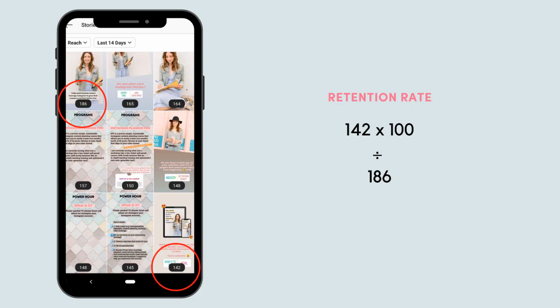So now you have those two numbers. This is the calculation. You want to multiply the reach number of your last Instagram story slide by 100 and then divide that number by the reach number of your first Instagram story slide. And that will give you a percentage. And the more frequently you check your retention rate of your Instagram stories, the more familiar you will get with what is a good retention rate for you.